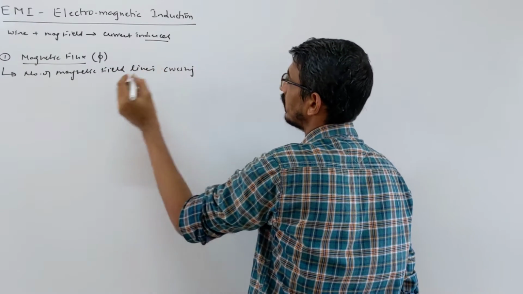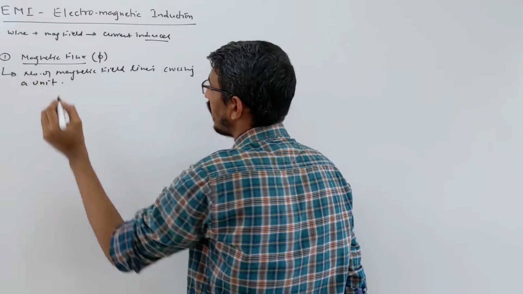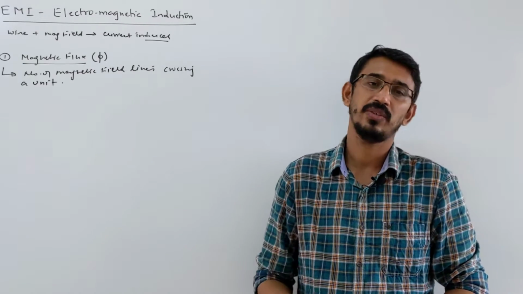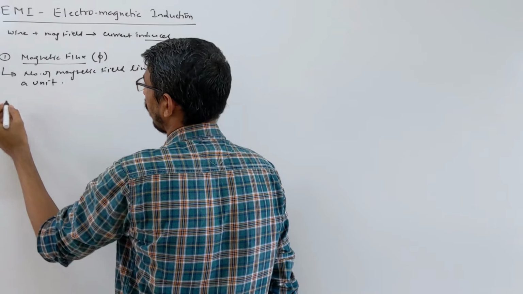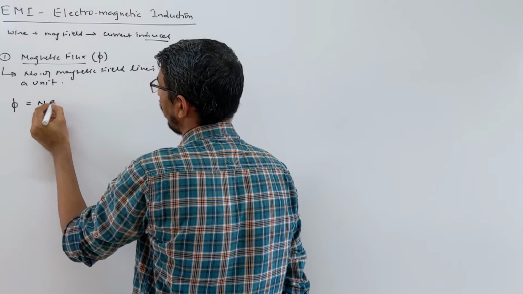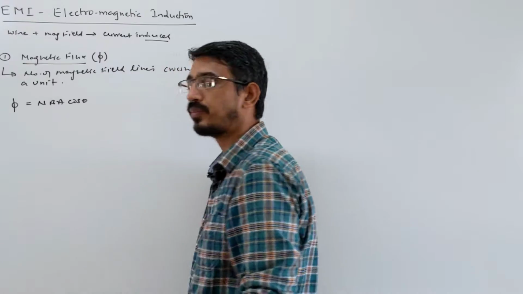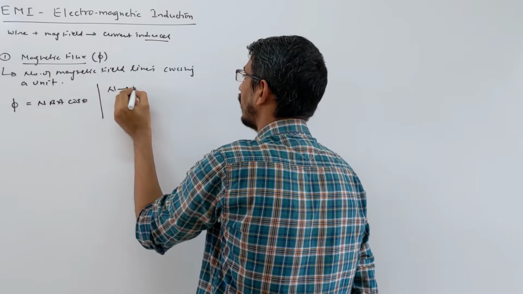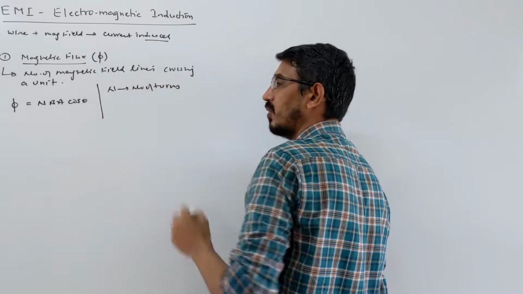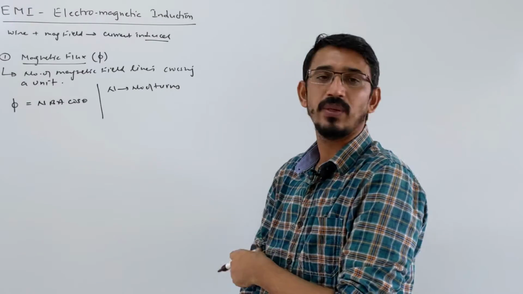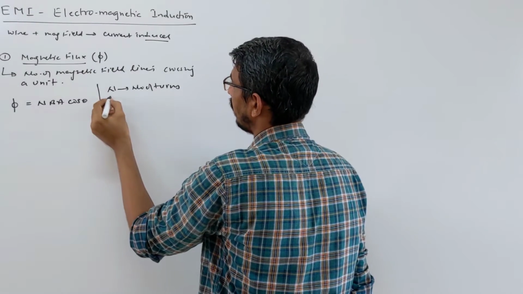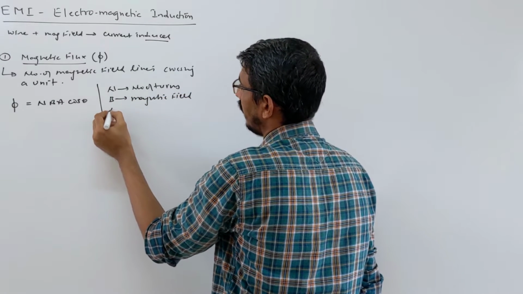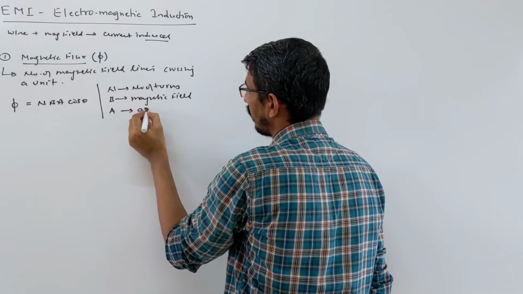If some area is given to you, then how many magnetic field lines are passing through that area, that's called flux. So how do we give flux? Flux is given by the formula NBA cos theta, where N is the number of turns. Generally we'll talk about closed loops, so if the number of turns is not given, no problem. B is your magnetic field, and A is the area of cross section, the area of the loop.